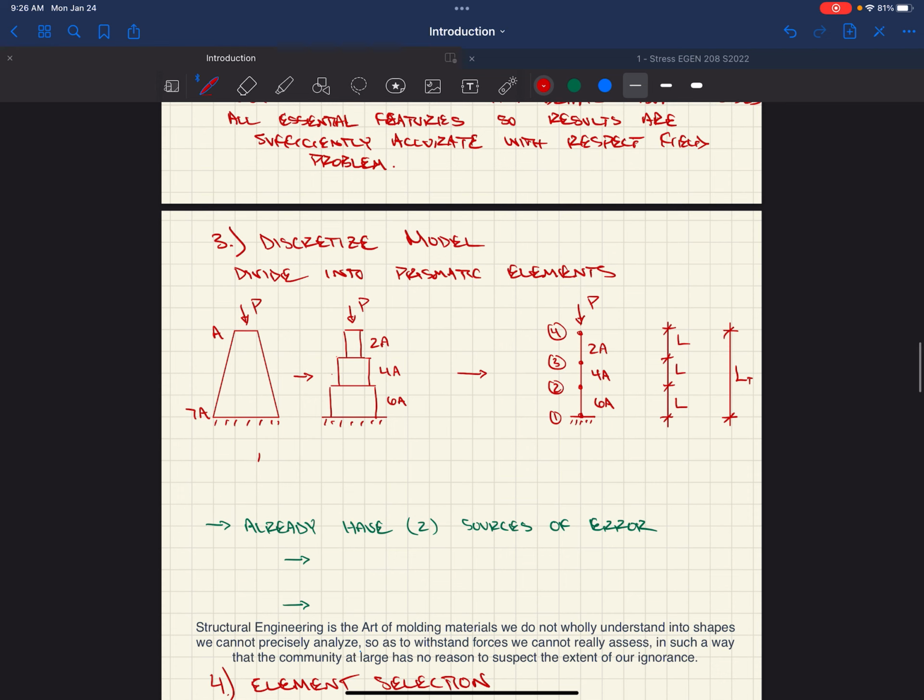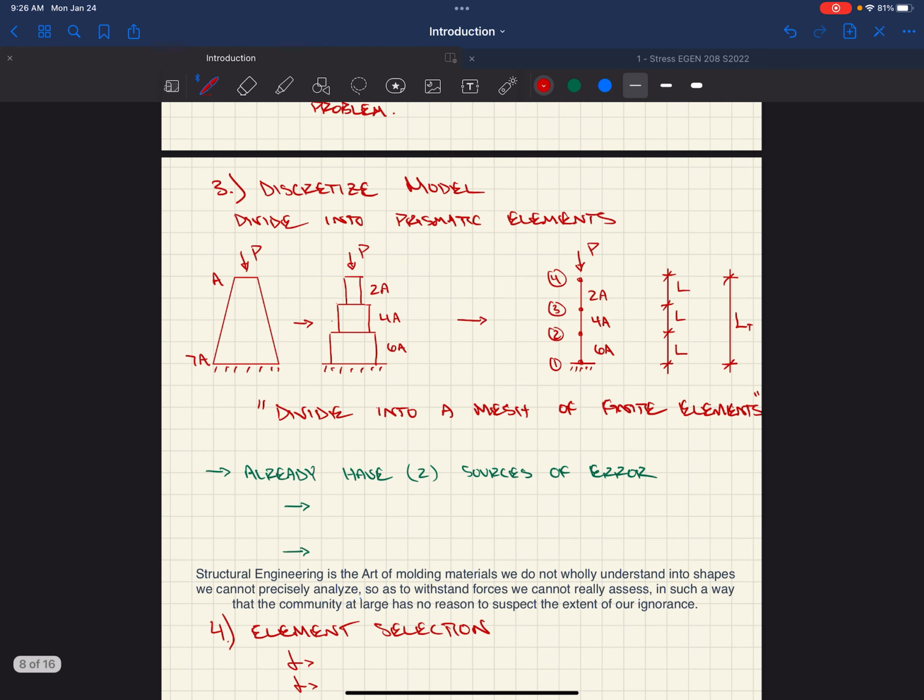So this is where we divide into a mesh of finite elements. I cannot seem to spell this morning. We're going to divide into a mesh of finite elements.